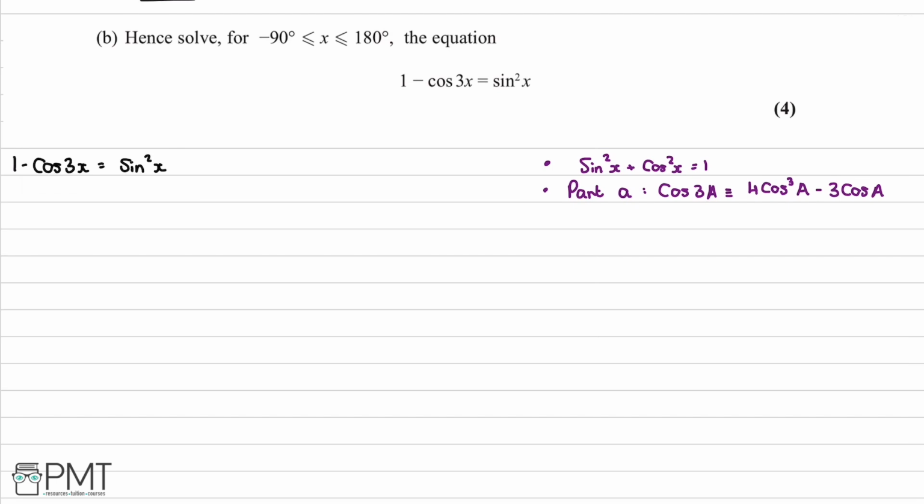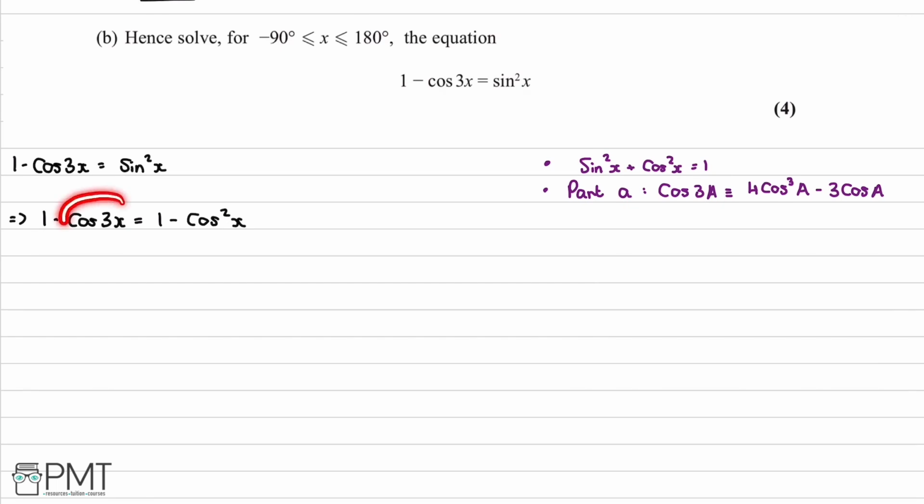So we know we have the trig identity sine squared x plus cos squared x is equal to 1. So what we can do is we can rearrange this for sine squared x, which will give us that sine squared x is equal to 1 minus cos squared x. So what we can do is write this in here. So we'll therefore have that 1 minus cos 3x is equal to, like I said, we'll rearrange this equation here. So that's going to give us 1 minus cos squared x.